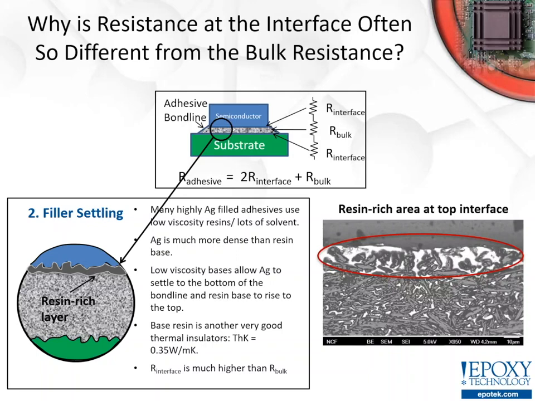Again, your resin-rich layer, similar to the air layer in your delamination, is adding a large resistance at the interface and is going to be a far bigger contributor to your overall thermal conductivity than a high thermal conductivity of the bulk material. It's not going to be able to make up for the difference.